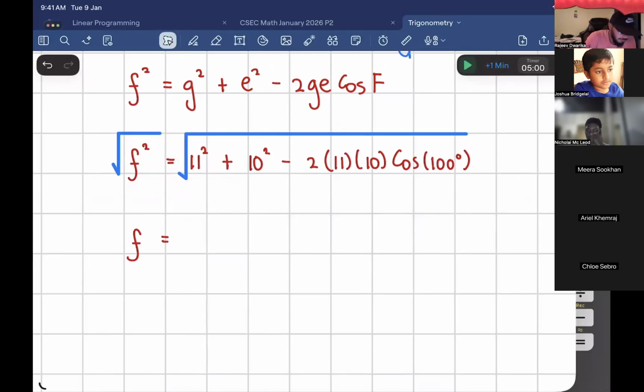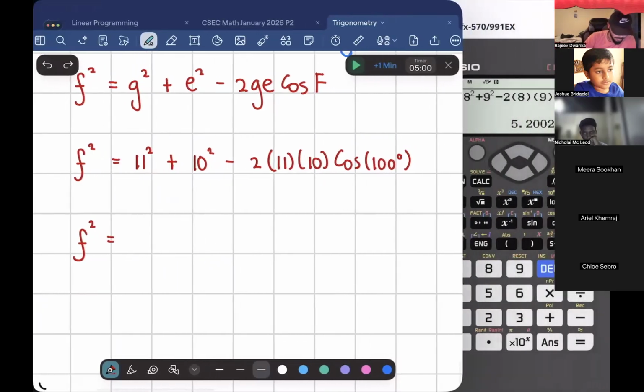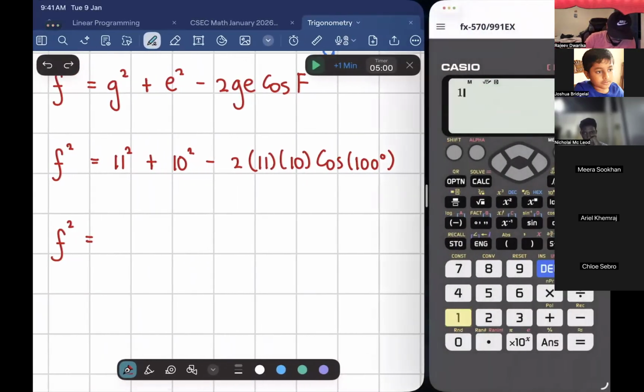Now, if you have a Sharp, which most of you do, I would recommend that you plug this entire thing into your calculator, write it down over here, and then find the square root of it. So do that for me. Is it ready? Just confirm that you're getting it right. Are you getting 259.2025991? Yes, sir.